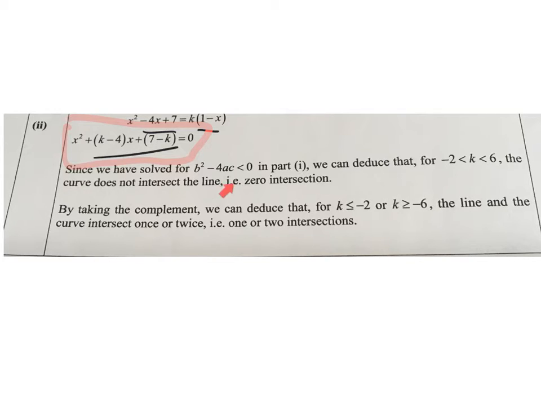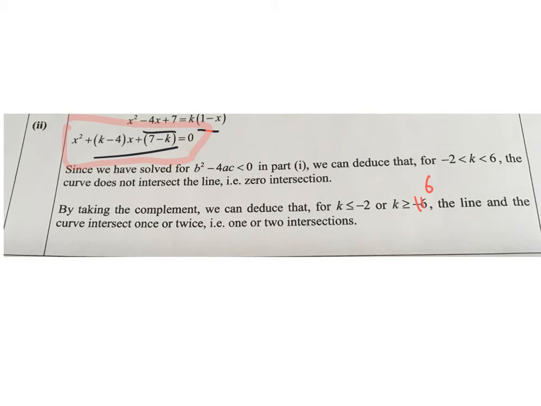Now because we have already solved for the discriminant of this equation in part 1, for k between minus 2 and 6, you can see that definitely this equation has no solution. This means that the curve will not intersect the line when k is between minus 2 and 6. By taking the complement, you can say that if k is less than or equal to minus 2, or k is more than or equal to 6, sorry, this should be equal to 6, then the line and the curve can intersect once or twice.